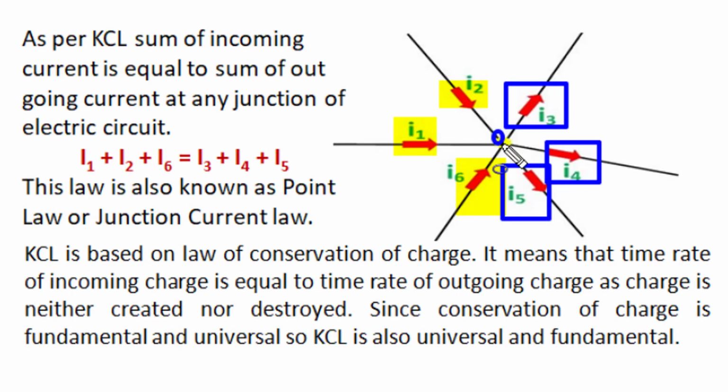Kirchhoff current law is also known as point law or junction law, and according to it, at a junction, the sum of all incoming current shown in yellow highlight is equal to the sum of all outgoing current shown in blue frame, and the equation can be written like this. This Kirchhoff current law is based on conservation of charge, and in a certain time interval, the amount of charge incoming to the junction by incoming current is equal to the amount of charge leaving the junction through outgoing current. Since conservation of charge is a fundamental and universal law, KCL is also universal and fundamental, and Kirchhoff current law is applicable to both DC circuits as well as AC circuits.